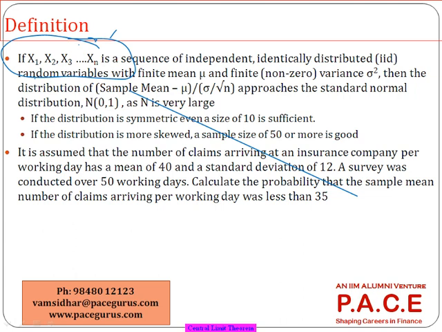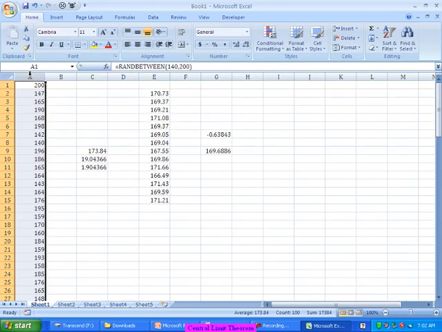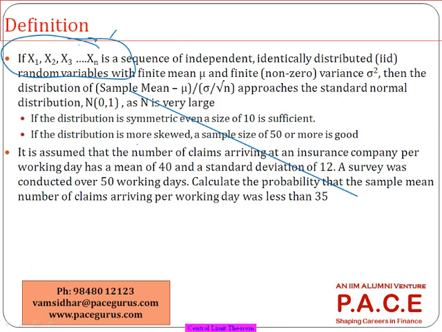Okay, now what are we saying here? One of the numericals: let's say we look at the number of claims arriving at an insurance company per working day, which has a mean of 40. Standard deviation is 12. A survey is conducted over 50 working days, which we have taken. So 50 working days is what we are talking of, which means n is 50. The sample size which we are taking is 50.